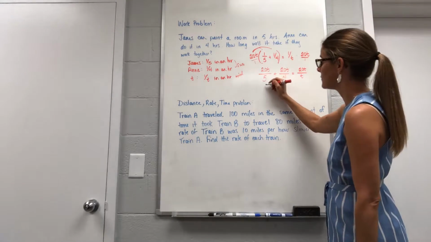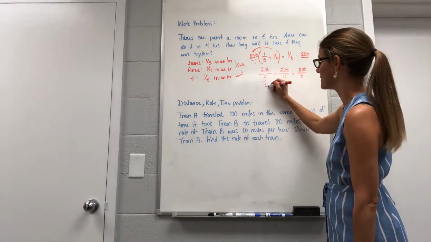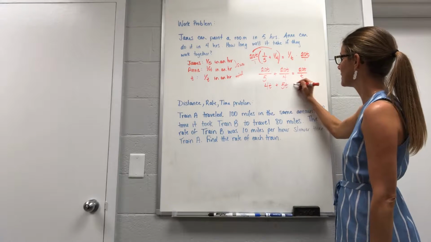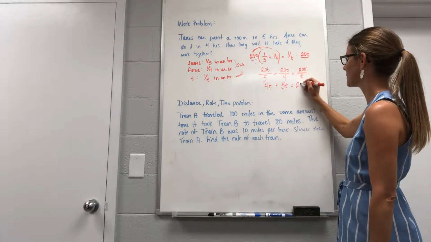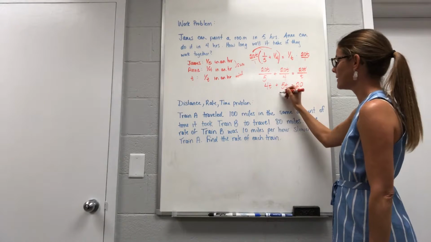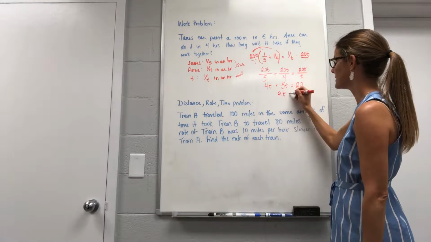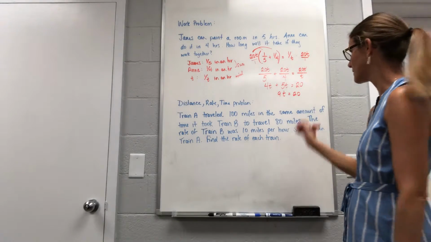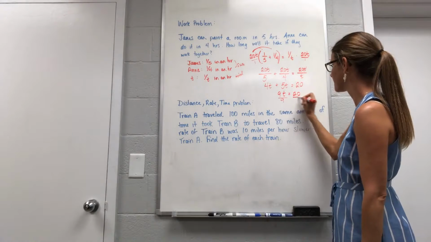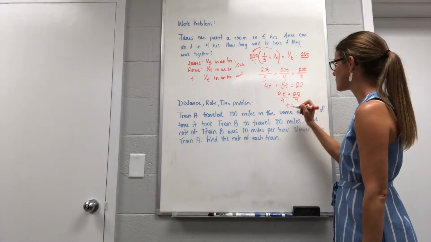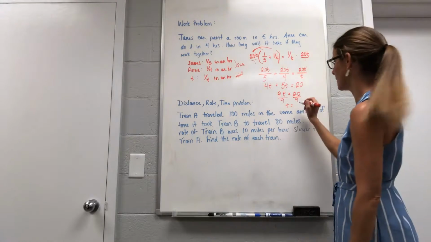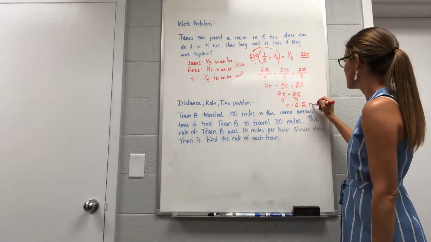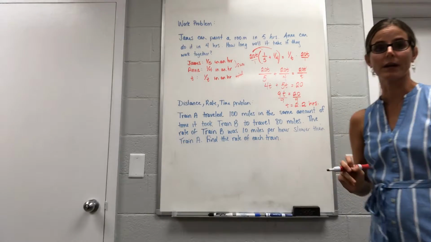So 20T divided by 5 is 4T. 20T divided by 4 is 5T, and over here the T's cancel, and I'm left with 20. Adding these together, since they are like terms, I will get 9T equals 20. And that's a nice and easy linear equation. All I need to do now is divide by 9, and I will get T equals 20/9, or if you write that as a decimal, approximately 2.2. So it will take them approximately 2.2 hours working together.